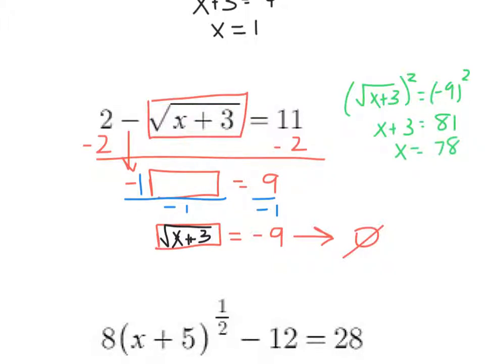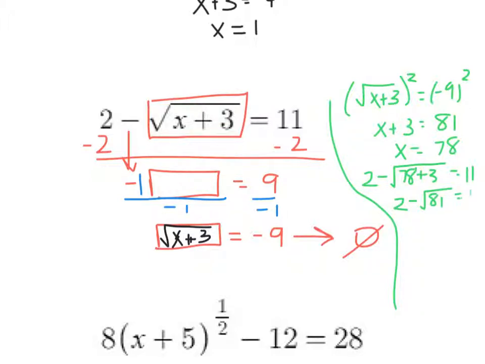And I think that's my answer, but it's not, because if I check that and put that into my equation, 2 minus 78 plus 3, it's not going to equal 11. I'm going to get 2 minus square root of 78 plus 3 would be 81. So 2 minus square root of 81 is 9. And 2 minus 9 is not true. But you're only going to get there if you plug it back in. Are you going to remember to plug it back in? No. So what should we do? Pay attention to if I get to the point where I'm going to square if it's equal to a negative number. Okay?